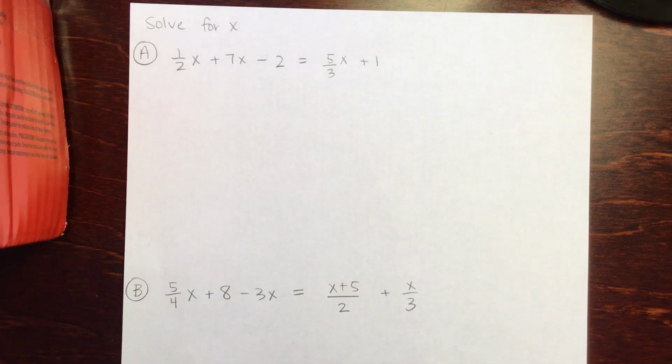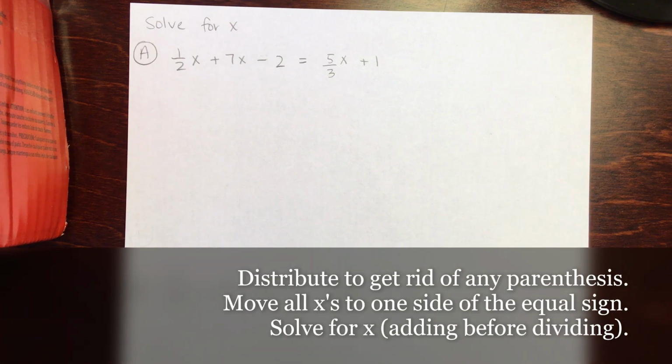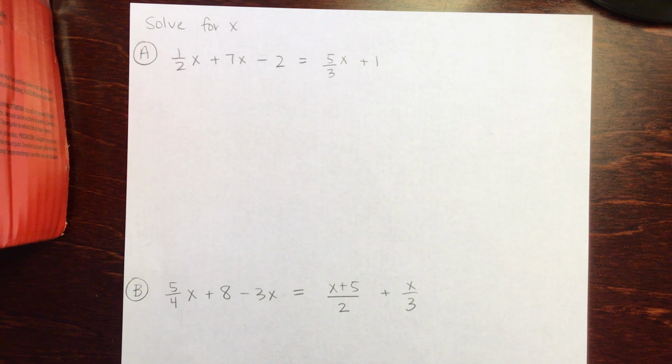When you have fractional coefficients, you could solve this problem like normal and just deal with fractions the whole entire time. That means distribute to get rid of any parentheses, move all of your x's to one side of the equal sign, and then solve for x by adding before you divide. Or we could get rid of the fractions first, and then we'll only have whole numbers to deal with, which just makes it a little bit easier for some people.